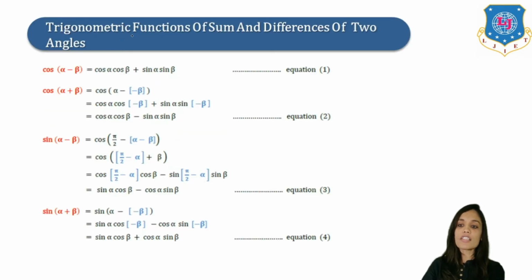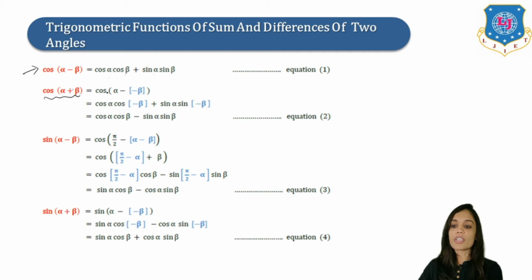So firstly, let us begin with trigonometric functions of sum and differences of two angles. The first formula is cos(alpha minus beta) equals cos alpha cos beta plus sin alpha sin beta. Now using this, let us derive the formula of cos(alpha plus beta).